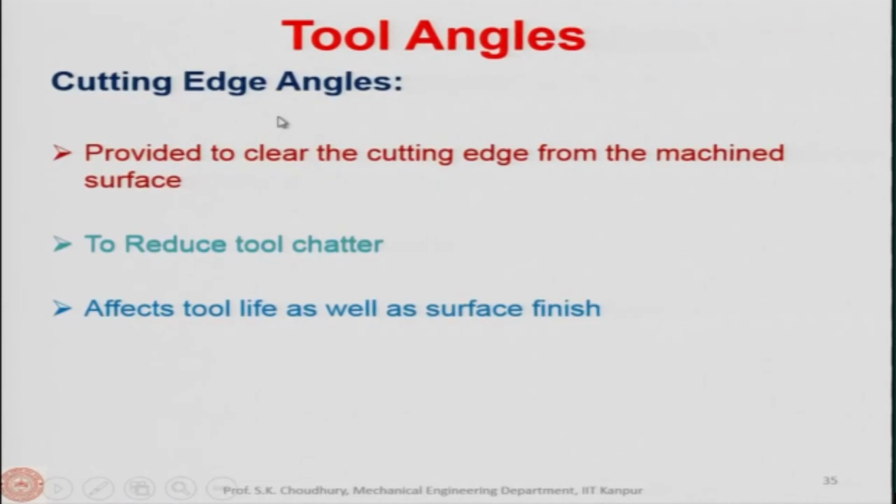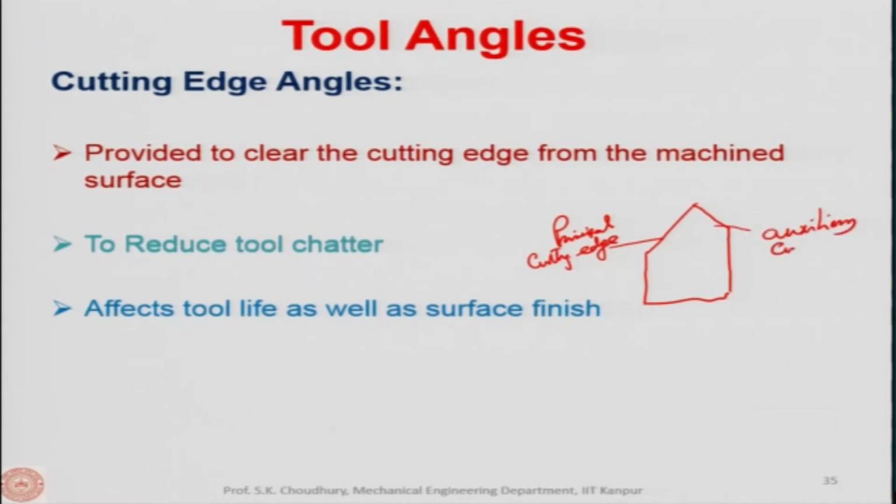Now, the cutting edge angles are provided to clear the cutting edge from the machined surface. I would like to remind you that the cutting edge angles are like this: if this is the tool, this is the principal cutting edge, and this is the auxiliary cutting edge.